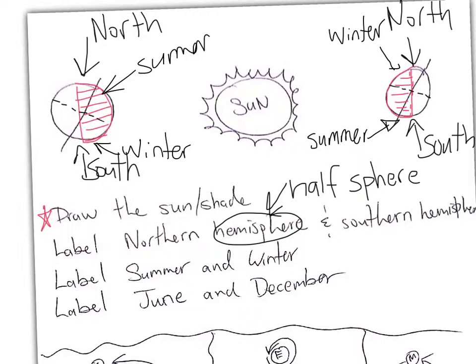And then label June and December. So if we had to choose, our summer takes place in June. So June would be over here. And then 6 months later, over here would be December. Okay, next up.